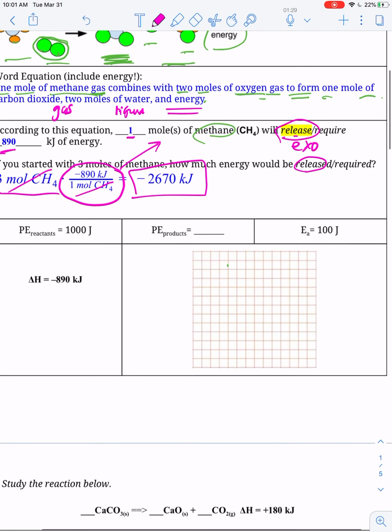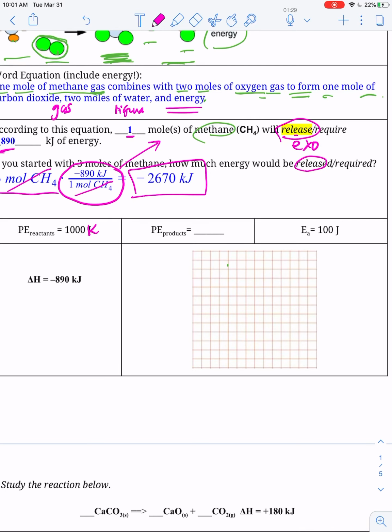So this is what I said in the update. I should have made all these kilojoules. So if yours still says joules for all of these, it should be kilojoules. So just watch for that.